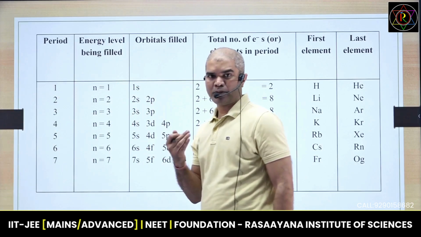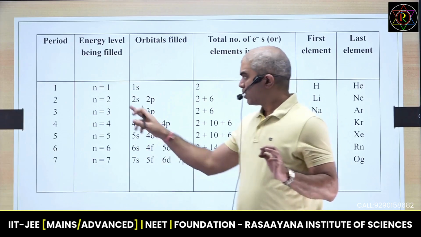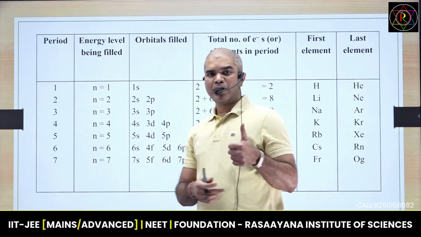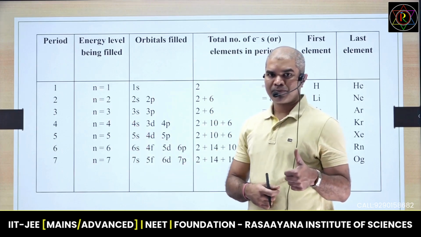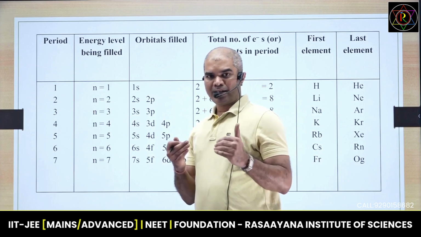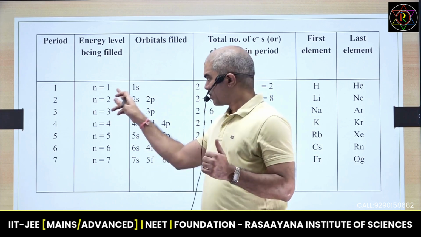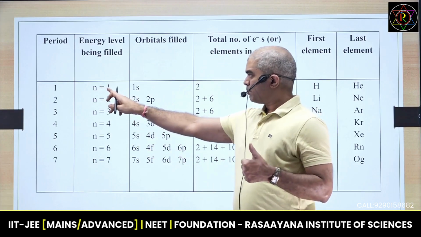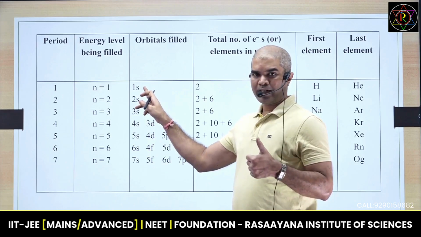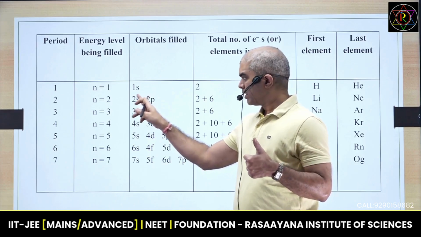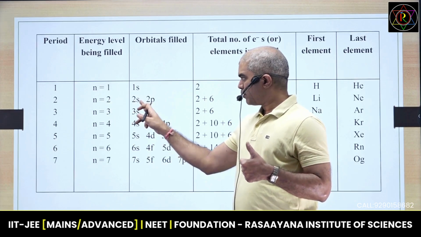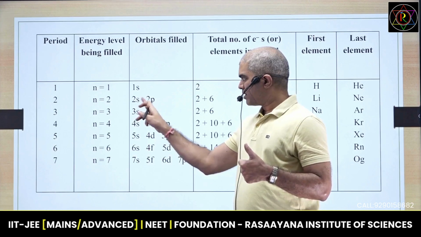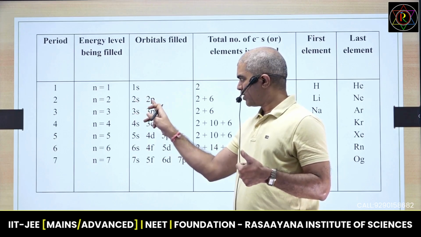Suppose I choose the first period. Here n refers to the principal quantum number; the first principal quantum number is filled up. When I go to the second period, the second principal quantum number, the third period the third, and so on. In the first period, in the first shell, we have 1s. Now in the second period we have filled up 2s and 2p. So the valence shell is the second shell, we have 2s and 2p.